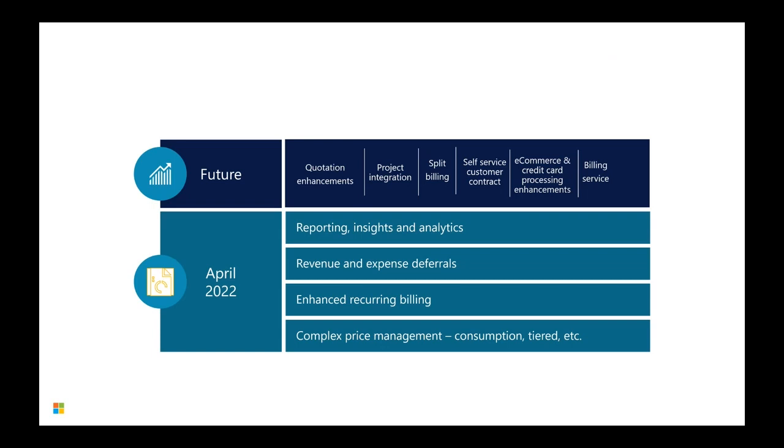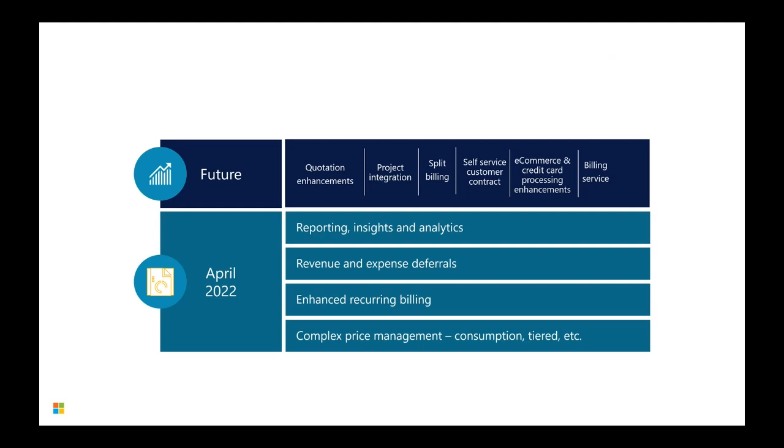So I'll start with the teal color here, which is where we were at GA. At 10.25 is when we GA'd this particular product. So we had the reporting, insights, analytics, revenue and expense deferrals, recurring contract billing, price management, Mira, those particular pieces.